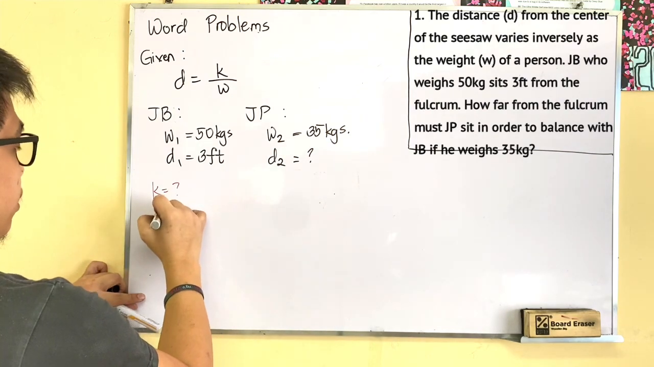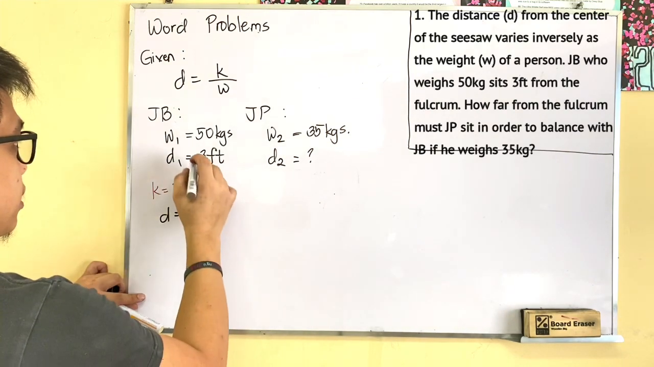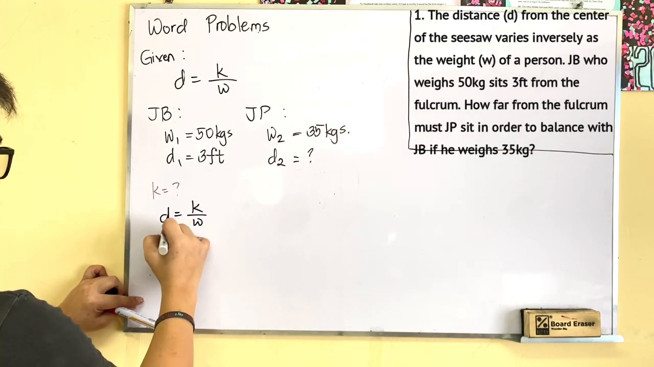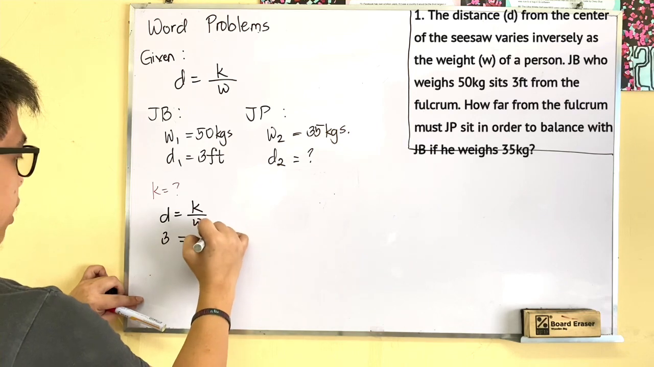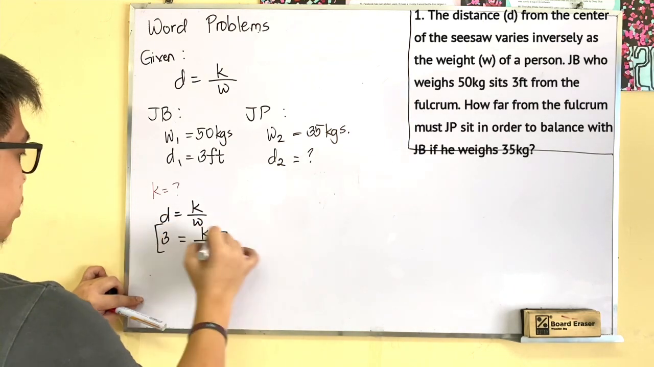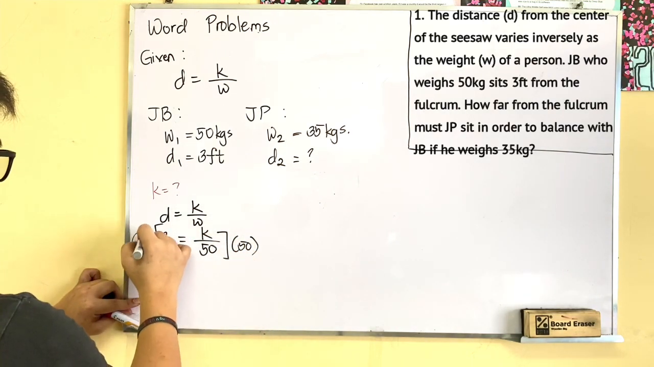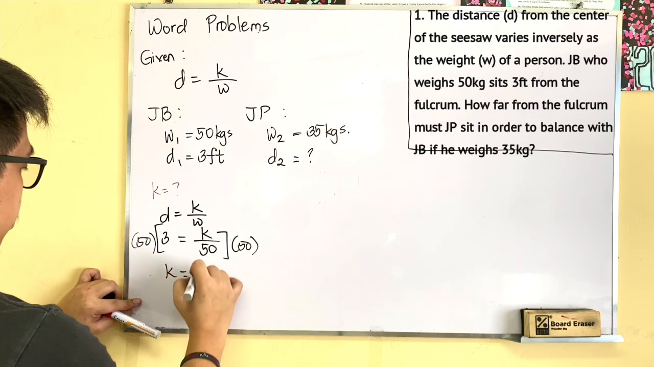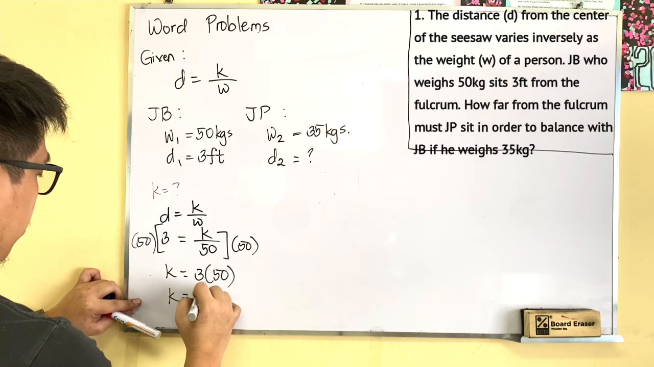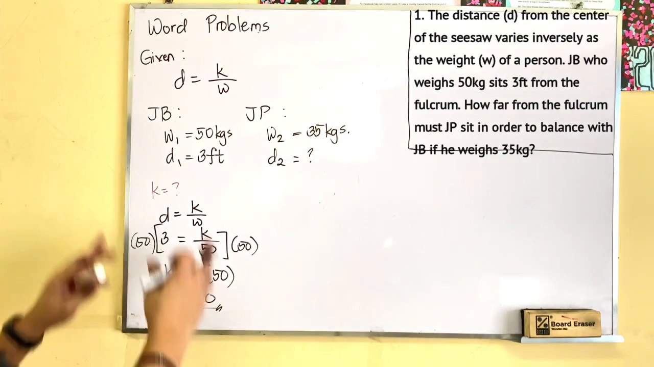So distance is equal to K over W. Distance ni JB from the fulcrum or the center of the seesaw is 3 feet. And then K all over weight, which is 50. Multiplying both sides by 50. So therefore, K is equal to 3 times 50 or K is equal to 150. This will be the constant from JB.